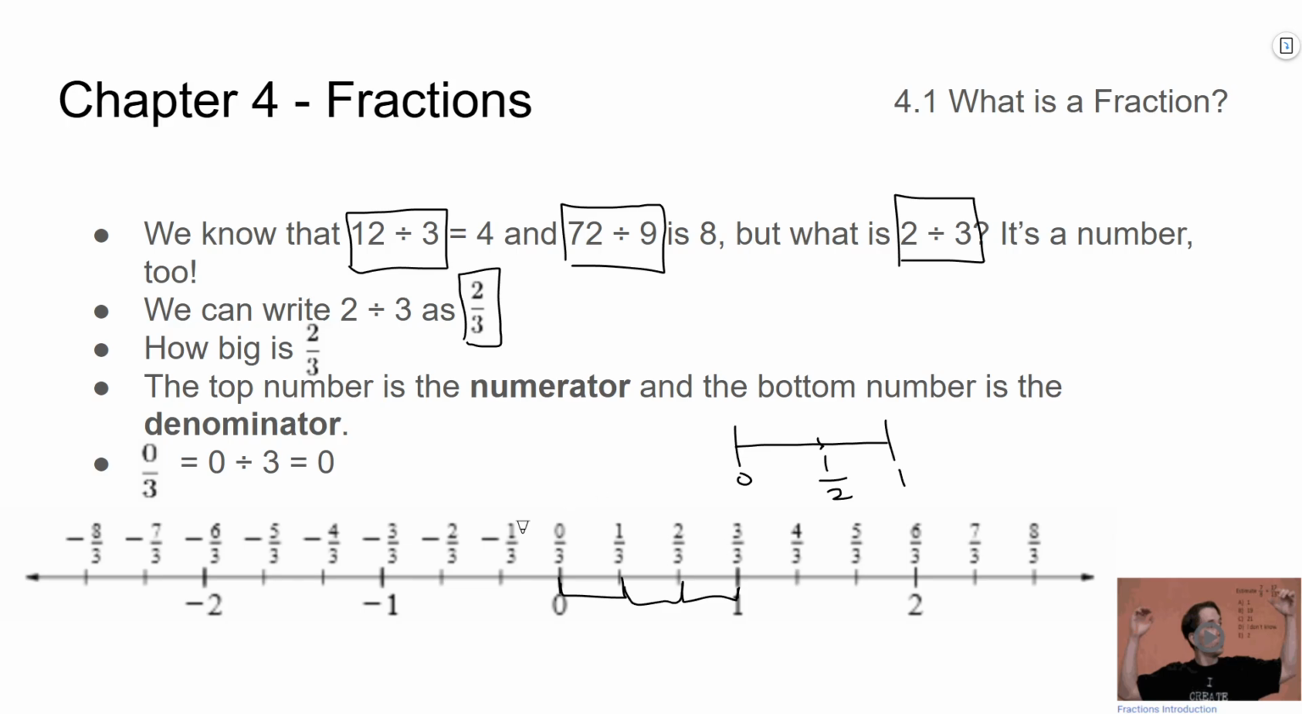Same thing goes in the opposite direction. If we go negative, we go to negative 1/3, negative 2/3, negative 3/3, and again, 3 divided by 3 is going to be 1. Negative 3 divided by 3 is going to be negative 1, and so on.